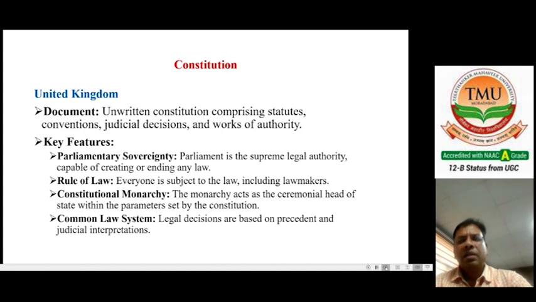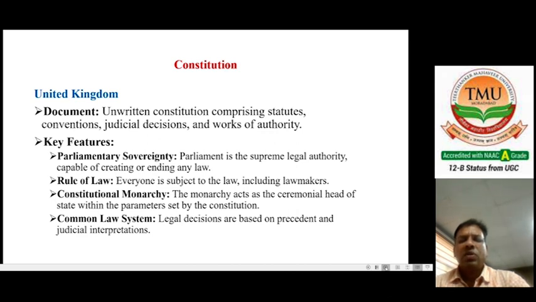In the United Kingdom, parliamentary sovereignty is a very important thing. The second important key feature of the United Kingdom constitution is the rule of law. That means everyone is subject to the law, including lawmakers. When we are talking about the rule of law, nobody is above the law. Every person comes under the same law.